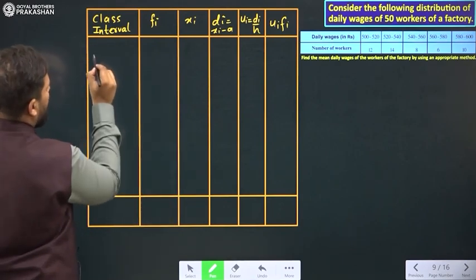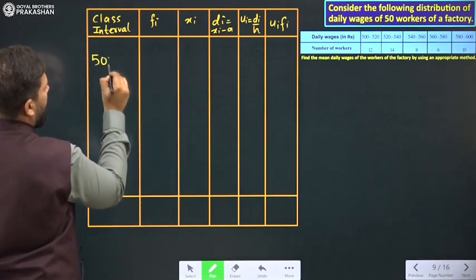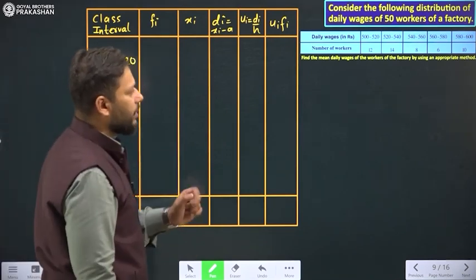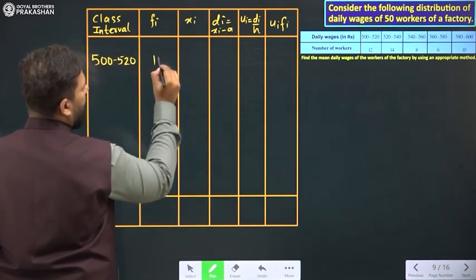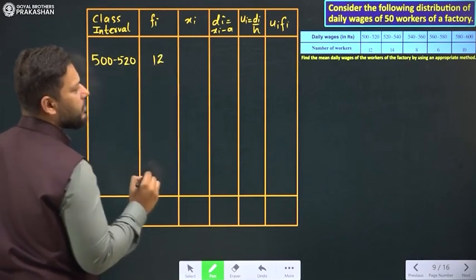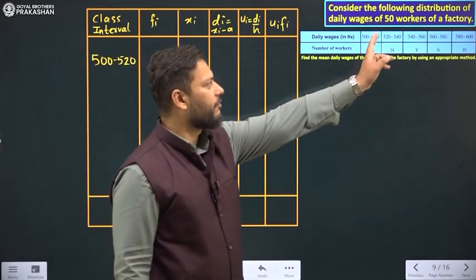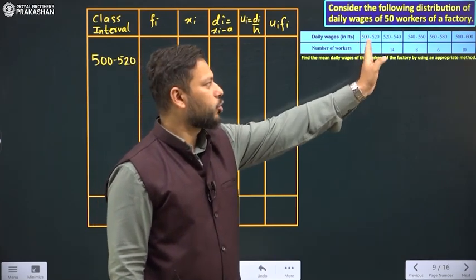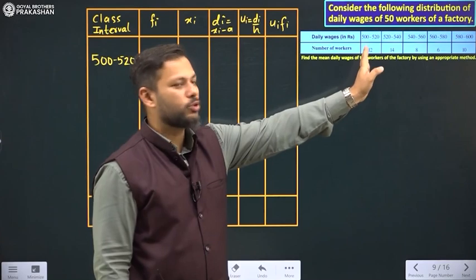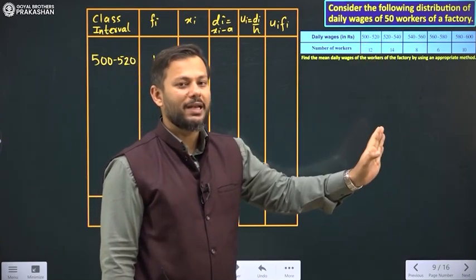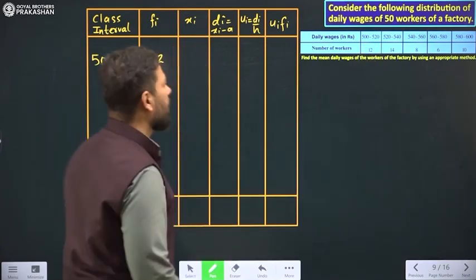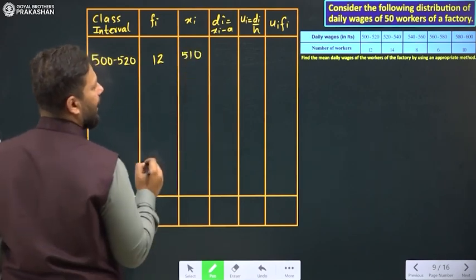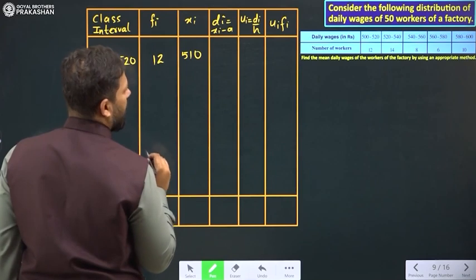Let us write. The very first is 500 to 520. What is the frequency in that case? It is 12. And what is going to be the class mark? We know the class mark is the upper limit plus lower limit, 520 added with 500. So their sum is going to be 1020, and 1020 divided by 2 will give us 510. Right? So we got the xi in the first case as 510.